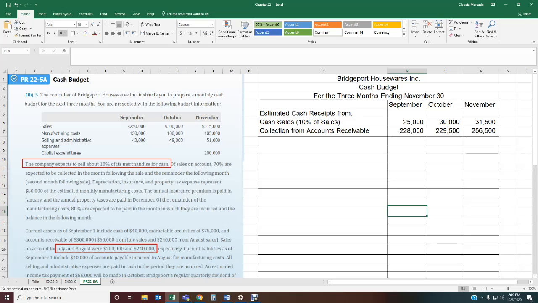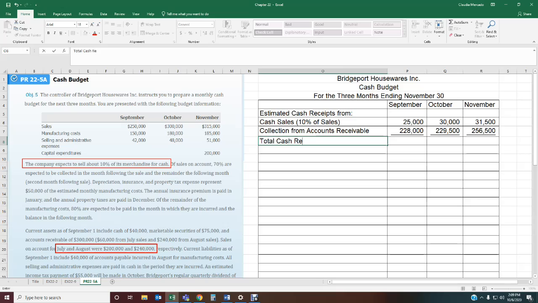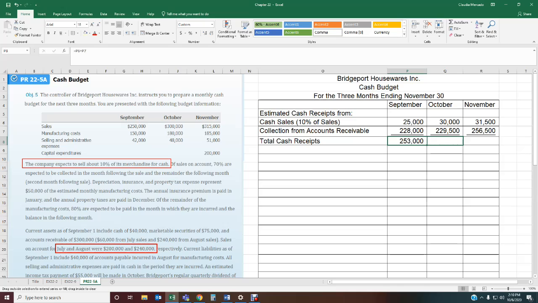Now I can get my total cash receipts. Remember, we're only interested in what actual cash we're either going to receive or pay. In this case, for total cash receipts, I'm going to add my cash sales plus my collection from accounts receivable. I'm going to do the same thing for each of the columns, so I'm just going to get my total for each of the columns. So that is what I'm going to be collecting.